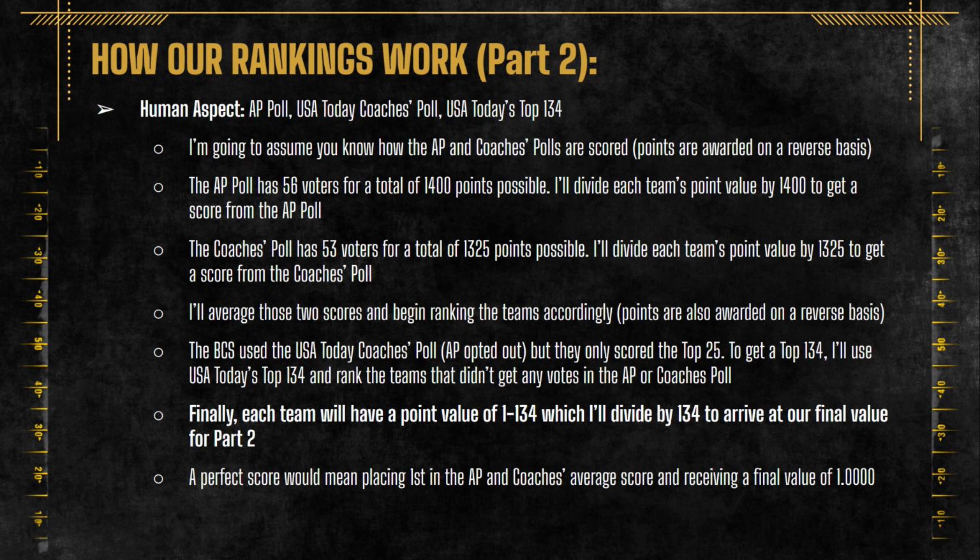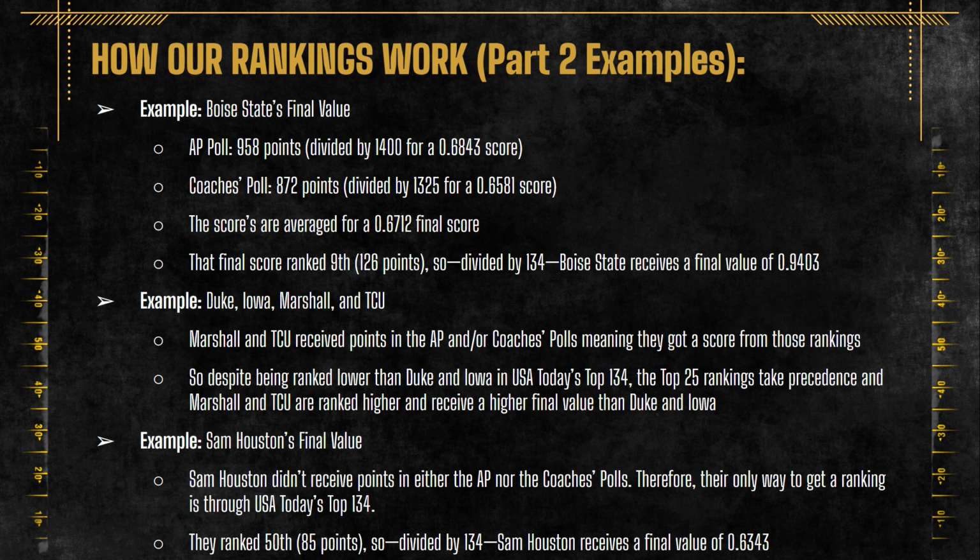For the teams that didn't receive any votes in either of the 2 rankings, that's where the USA Today Top 134 comes in. I use that opinion piece as opposed to others just because it's linked to the same program, USA Today. At that point, every team will have a rank from 1 through 134, and then I'll assign points in reverse order like I did in part 1, and divide by 134, the maximum number of points, to get our final value for part 2. I know it's a little bit confusing. Again, you can comment any questions that you might have.